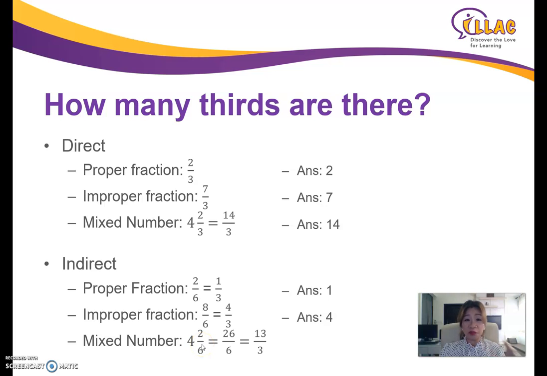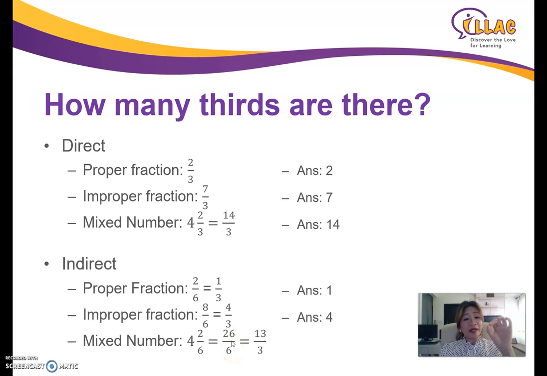Convert into improper. There are 4 times of 6 pieces, and then there are 2 pieces extra over there. So 6 times 4, you get 24. 24 plus 2, 26. So there are 26 pieces of 6.